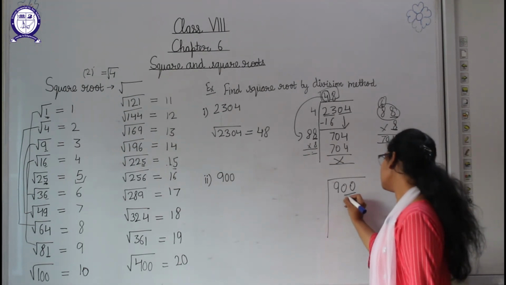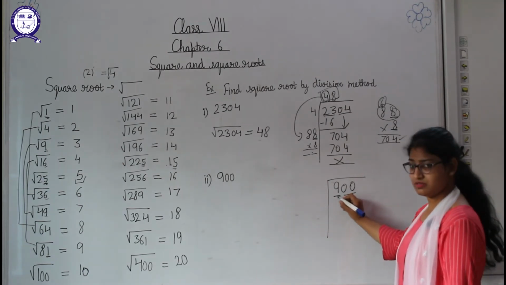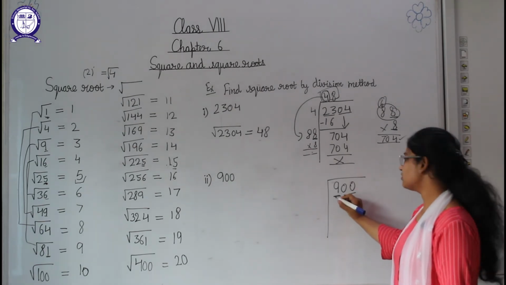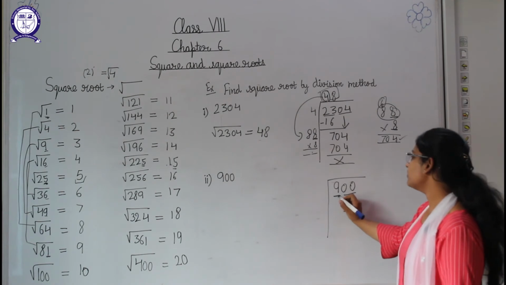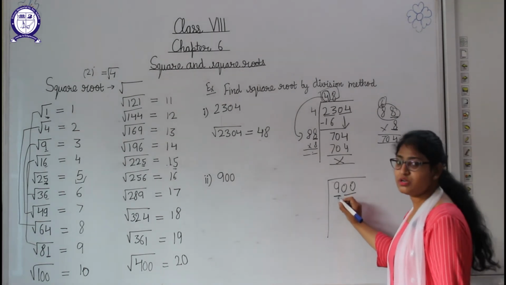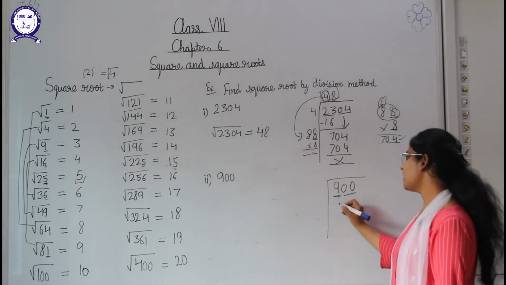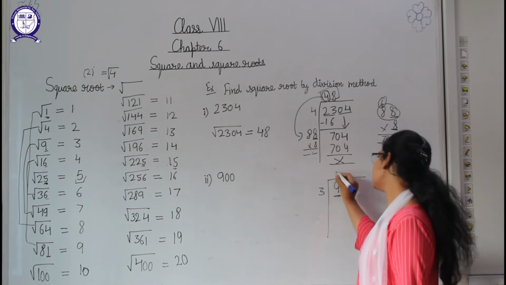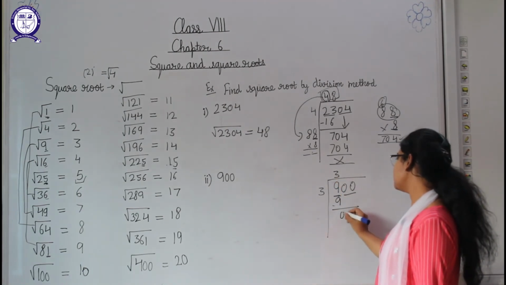So here 0 and 0 will be the pair, and 9 will remain the simple one. There is no pair for 9, so 9 will remain as it is. Now what we have to do? We have to find a perfect square number which should be subtracted from 9. So 3 3s is 9, so 3 3s is 9 can be subtracted. 9 minus 9 will be 0.